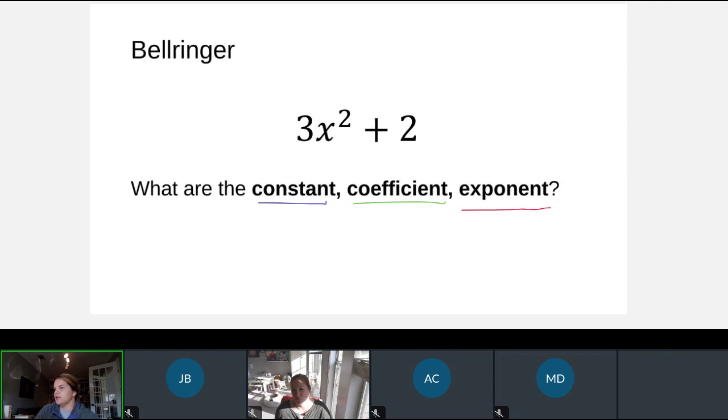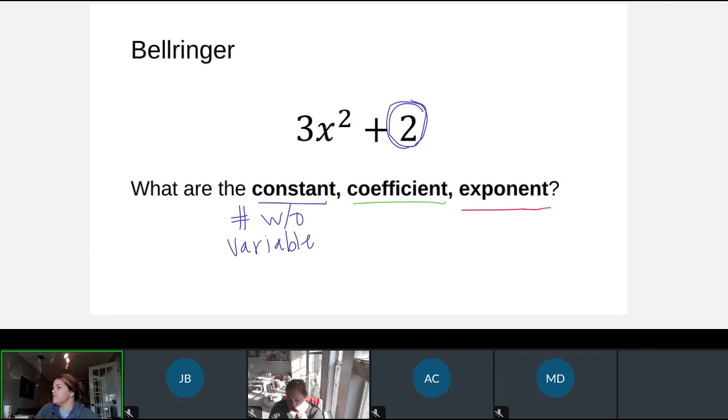The constant, I underlined it in blue, so I'm going to circle it in blue. The constant is the number 2. So a constant is a number without a variable. Constants can be added or subtracted, okay? They're usually at the end because we put our expression in order of our degree of exponent. So this one doesn't have an exponent, so it would be at the end.